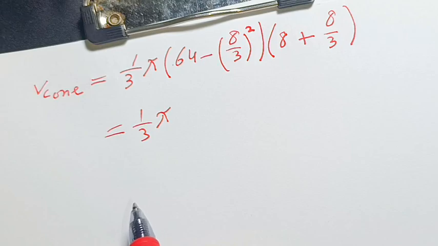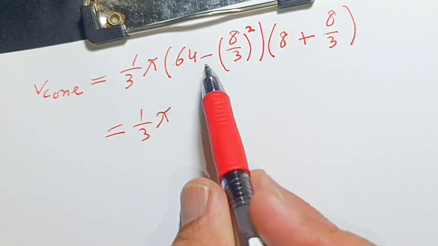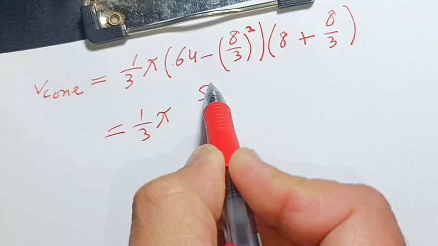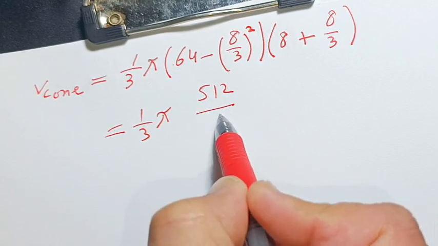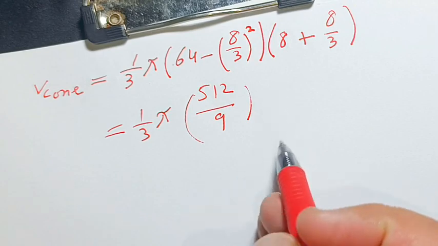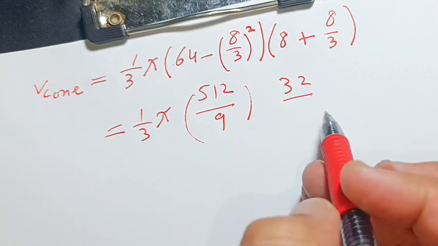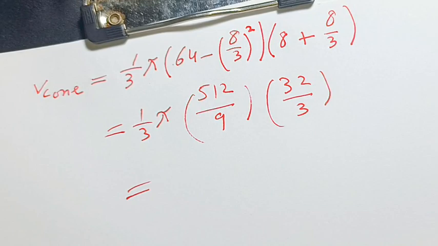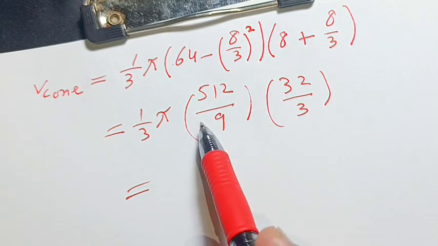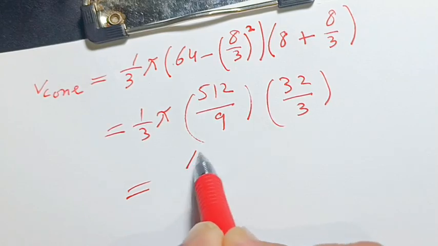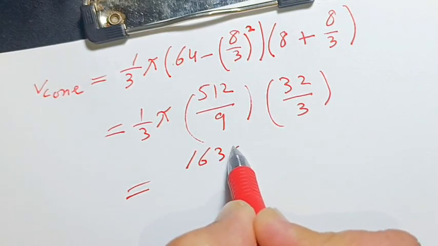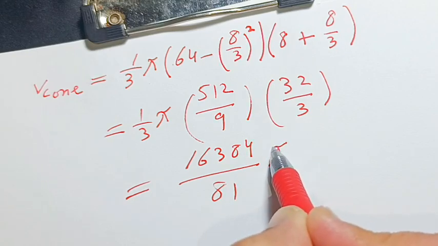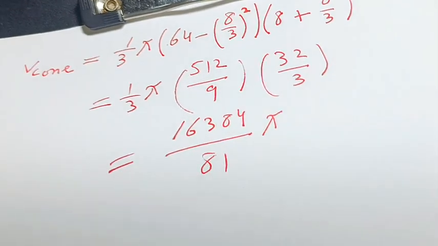pi. This becomes 512 over 9, and that becomes 32 over 3. Now I have to multiply again, using the calculator. So it's going to be 16,384 over 81 pi. Pi, you mustn't solve, leave it just like this.